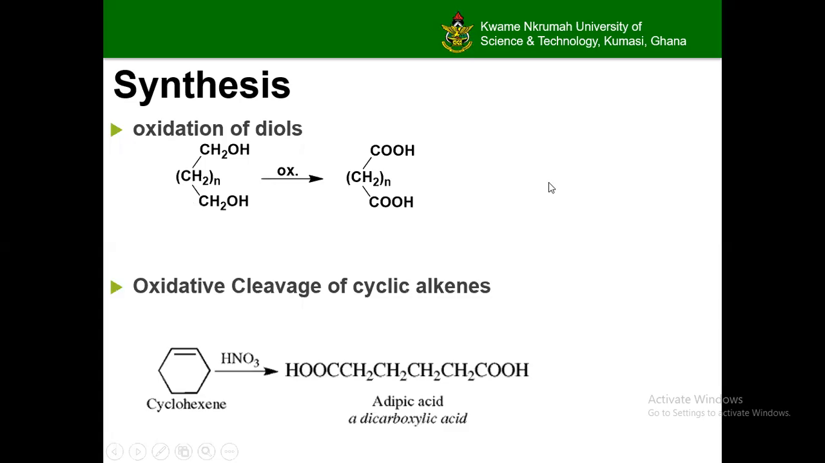Good. Now, synthesis. The first synthesis they have given us is oxidation of primary alcohols, right? If we have a diol, that is an organic compound having two hydroxyl groups, we can oxidize it to get two carboxylic functional groups. So we can oxidize the primary alcohol to a carboxylic functional group. Very simple, right? That's the first way to make it. At this point, we have to know the different oxidizing agents available, because if you don't know them, it will become very difficult for you to know when oxidation is occurring.